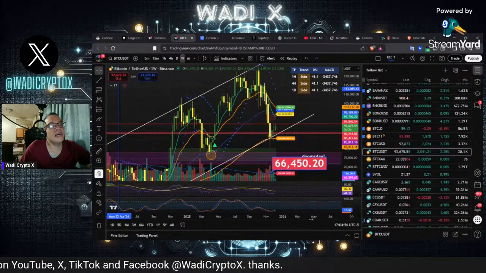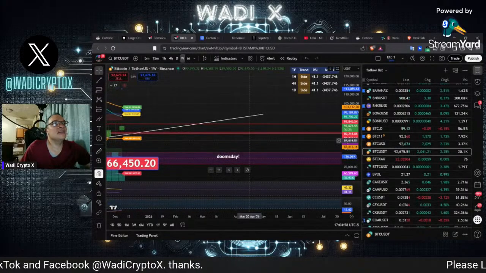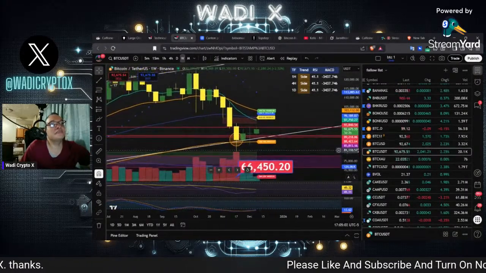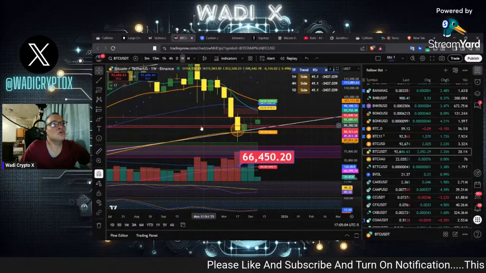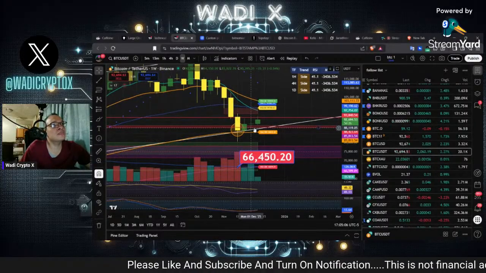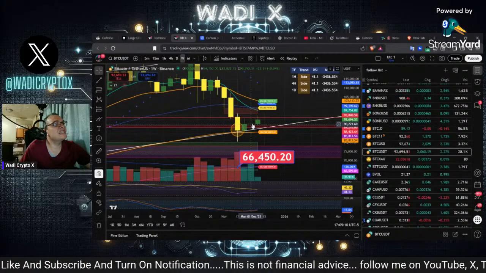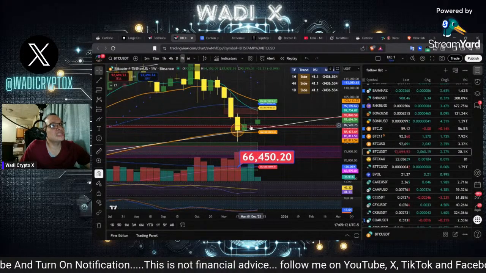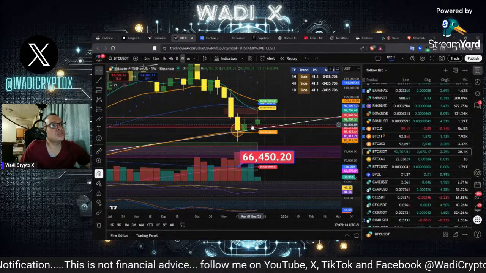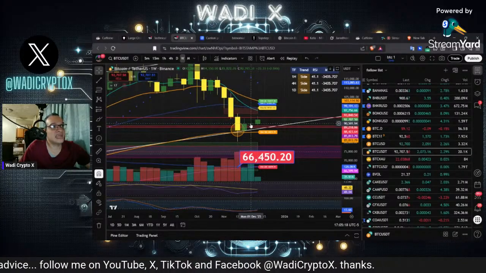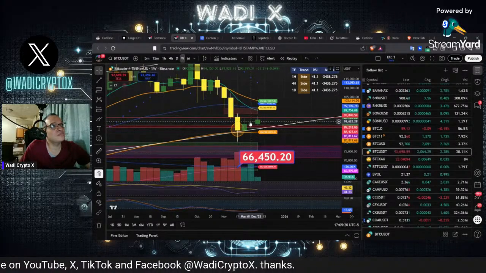And even better, let me speak geek over here. You know what this candle is called? This candle is called Doji. And usually it is a bullish candlestick on the weekly chart. And you know what? This is saying a lot right now.